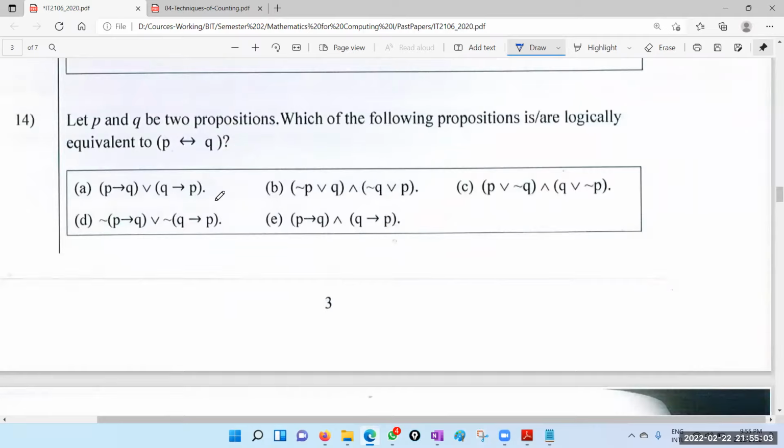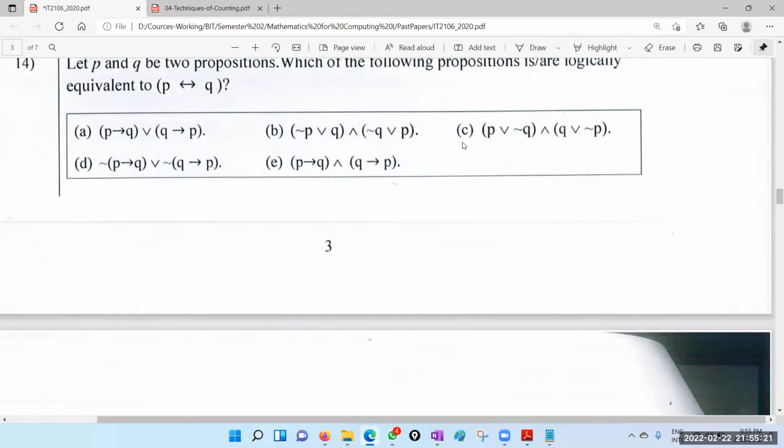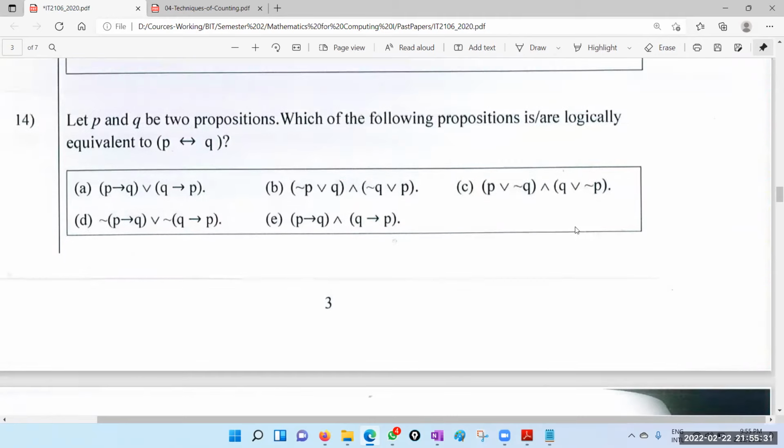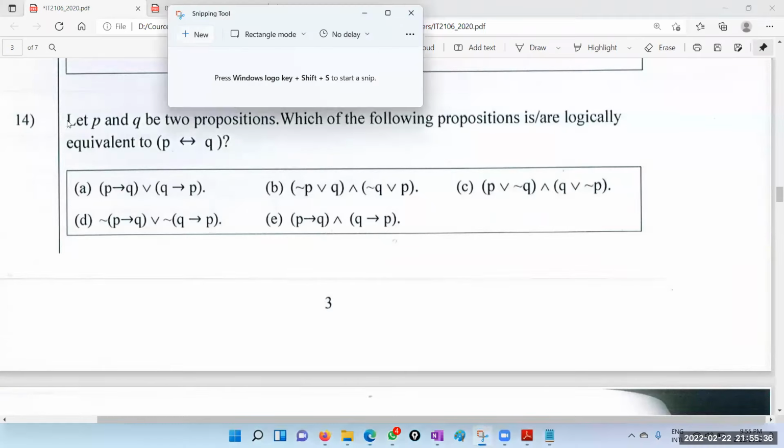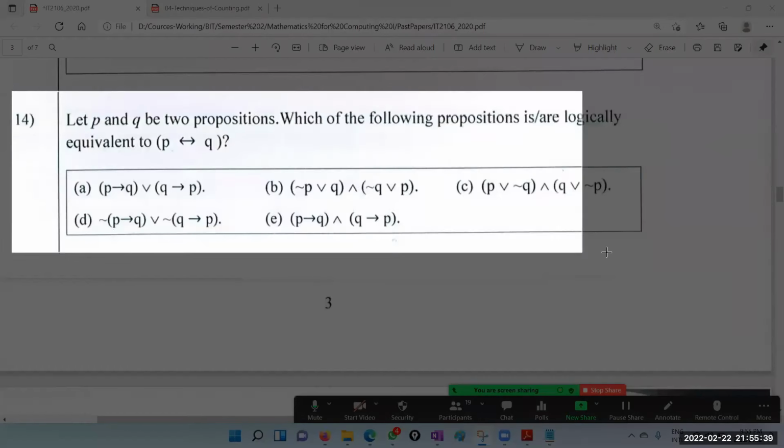Okay. Right. 14. Let P and Q be two propositions. Which of the following propositions is logically equivalent to P if and only if Q? Of course, we have no other option but to write the truth table. Now the main issue is going to be the time, so be prepared.